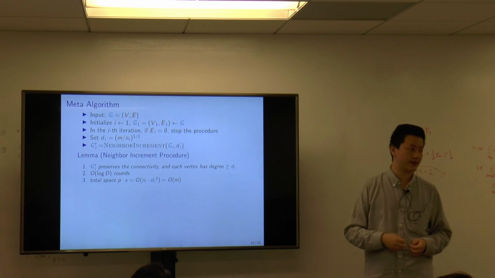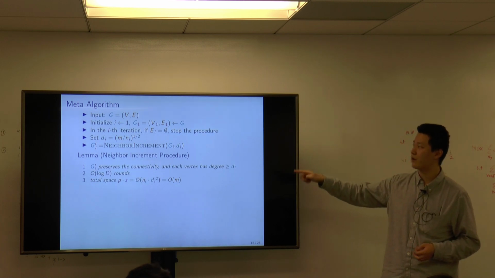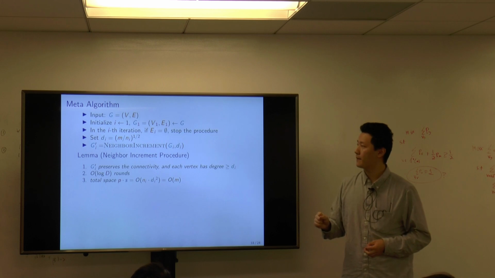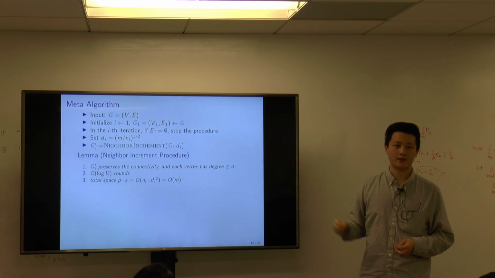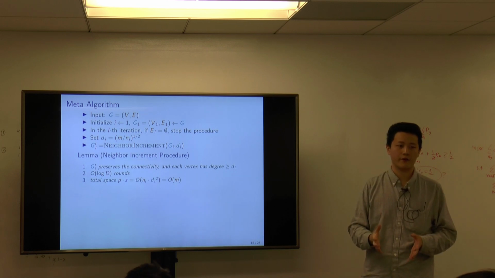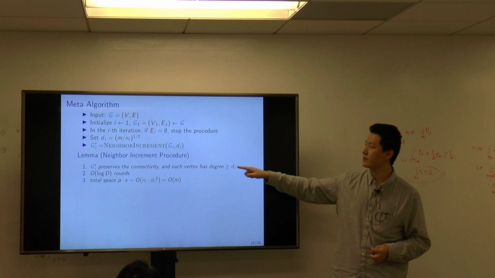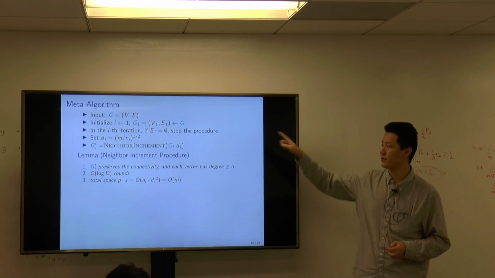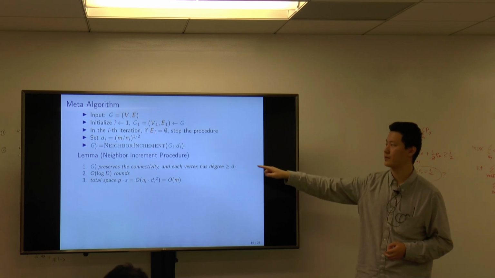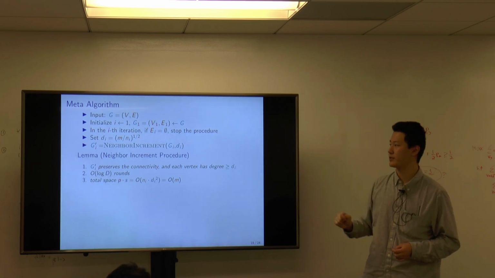Furthermore, this procedure takes log diameter number of rounds. But this diameter is the diameter of this graph Gi. There's an observation that because the graph Gi is obtained by contraction from the original graph G, the diameter of this graph Gi should be at most the diameter of the original graph G. So for this log diameter, you can just use the diameter of the original graph G.